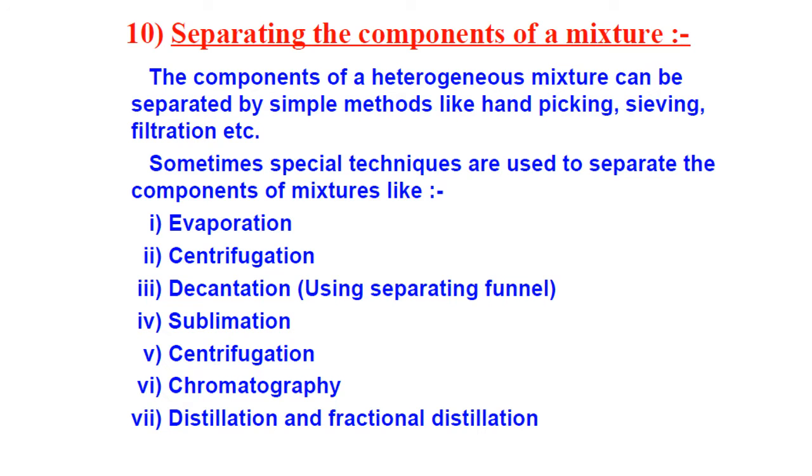So, separating the components of a mixture. When we are talking about the separation of the components from the mixture, we have already studied a few methods like hand picking, sieving and filtration, but there are some mixtures which cannot be separated by hand picking, sieving and filtration. For that we need to undergo other kinds of separation processes. So today we are going to talk about evaporation, centrifugation, decantation and sublimation, and the rest of the topics we will study in our next video.